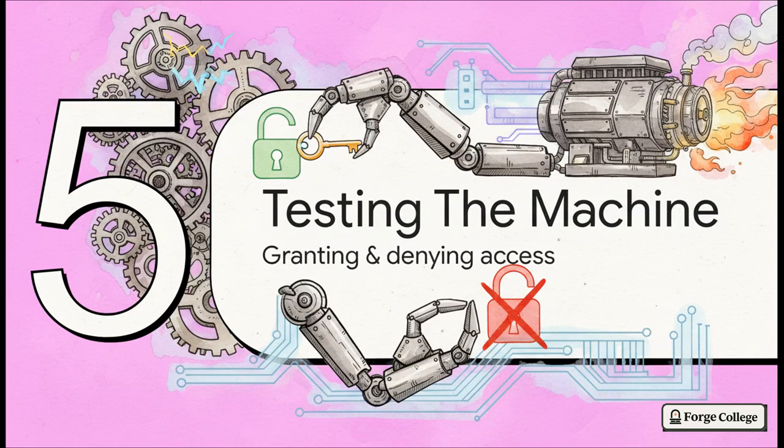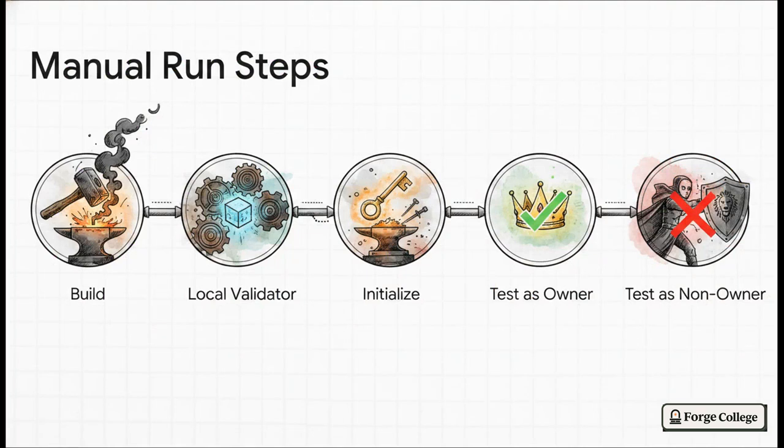Okay, Section 5, testing the ownable machine, granting and denying access. To validate this locally, you're going to follow a pretty straightforward sequence. You run anchor build, start up your local validator, call initialize to set the owner, and then test the action as the owner. But, and this is the most important part, step 5, you have to test the action signed by a completely different keypair. Just to make absolutely sure your gate actually holds strong and keeps the wrong people out.